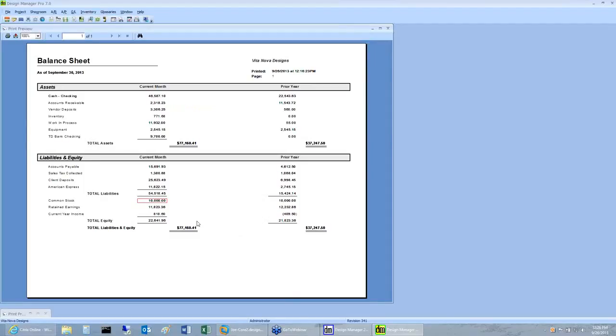So let's go through a scenario. You have a new project. It's a home. You're going to design the living room, and you're going to buy a bunch of furniture for it. In order to start that project, you're going to want to collect a deposit from the client. So let's say you're estimating the project at $10,000, so you want to collect a $5,000 deposit.